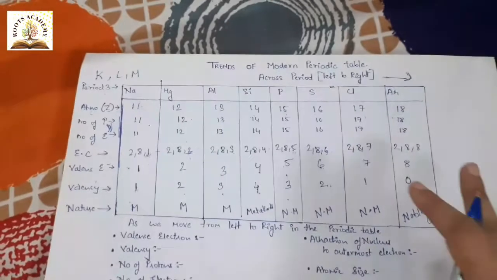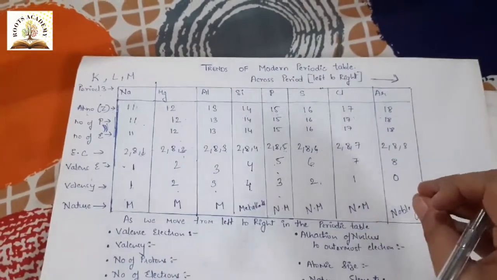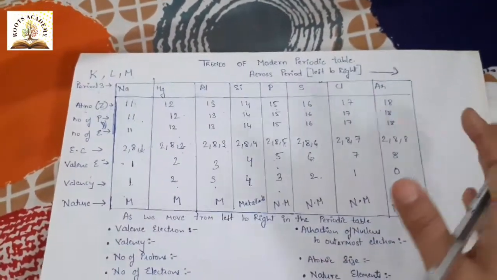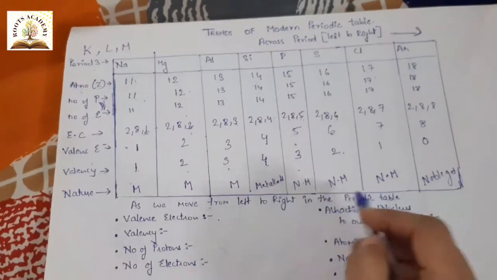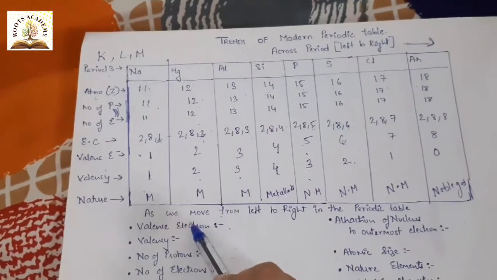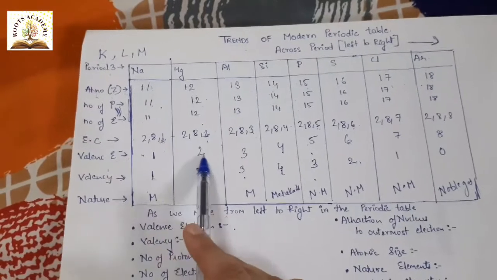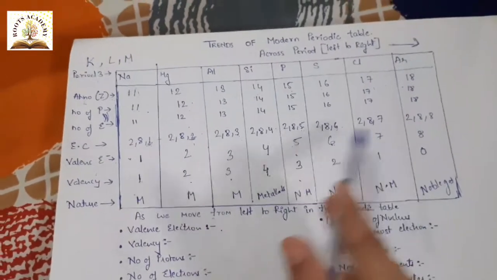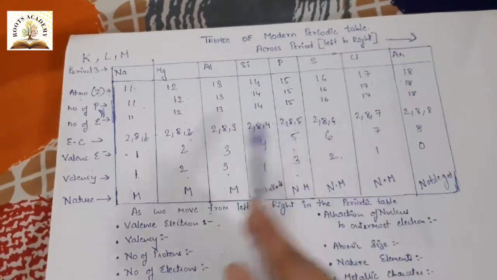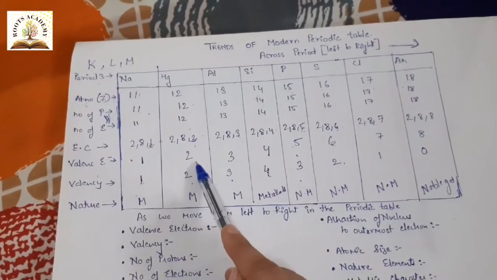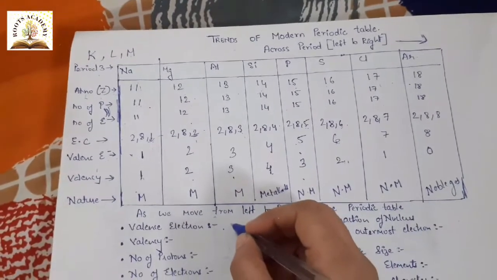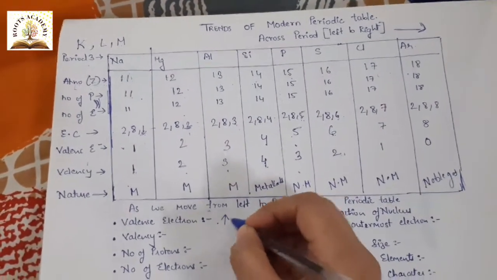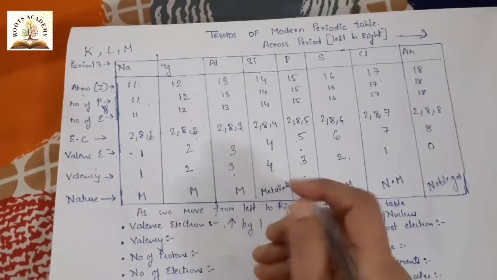So this is all the variation shown by elements when we move across a period, that is from left to right. Now let's see the valence electron. As we move from left to right in the periodic table, what happens to the valence electron? It is increasing by one digit. First it was 2, then 3, then 4, then 5. So your valence electron increases by 1.